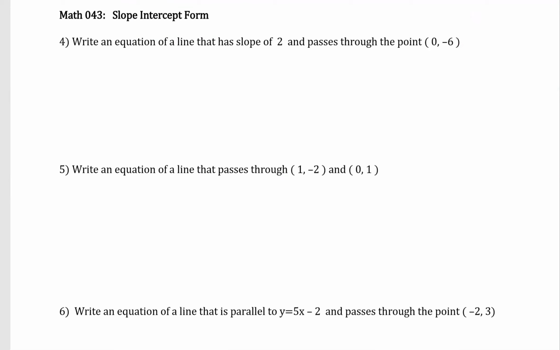Number 4, write an equation of a line that has a slope of 2 and passes through the point. Well, you might notice that this is your y-intercept. You have a slope of 2, you have a y-intercept of (0, -6), so you have everything you need to write the equation of the line.